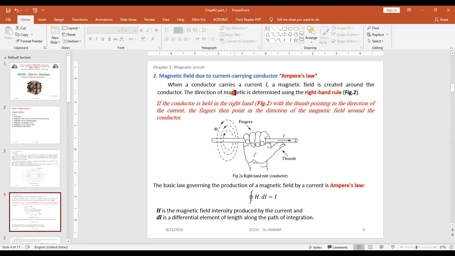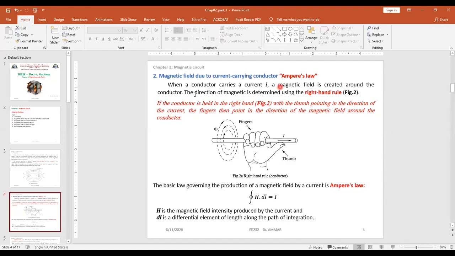So to define the magnetic field, as we said, it can be produced using a magnet or a coil. At the end, this coil is a conductor, just turning in such number of turns. So the second element here is the magnetic field due to a current carrying conductor. We are not talking about the magnetic field produced using a magnet, but the one created using a current carrying conductor.